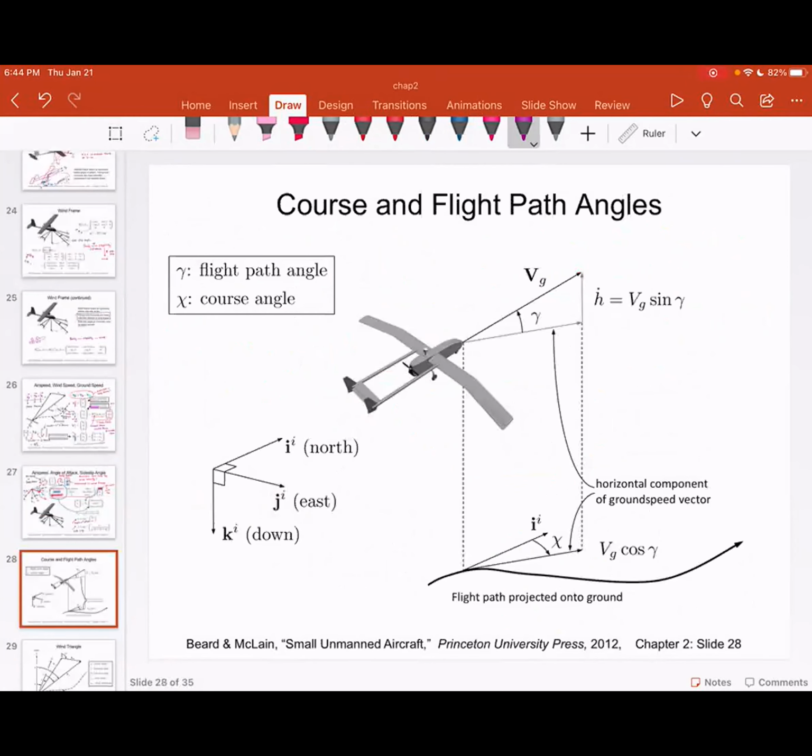The next important stuff is course and flight path. Course is nothing but the angle that is made with respect to the ground speed vector. So this is called chi. And this is called gamma.